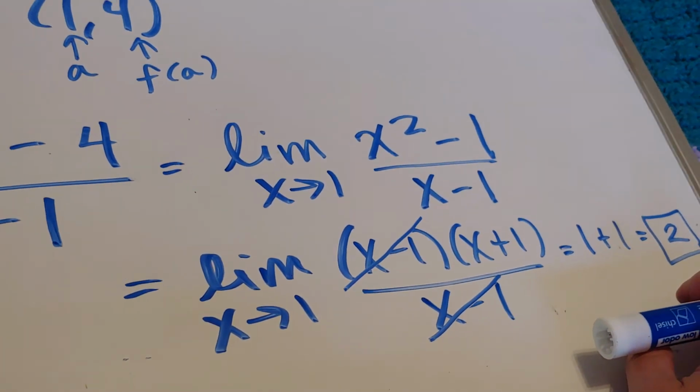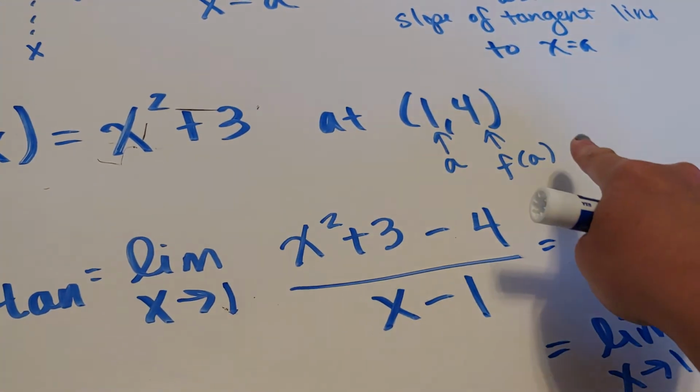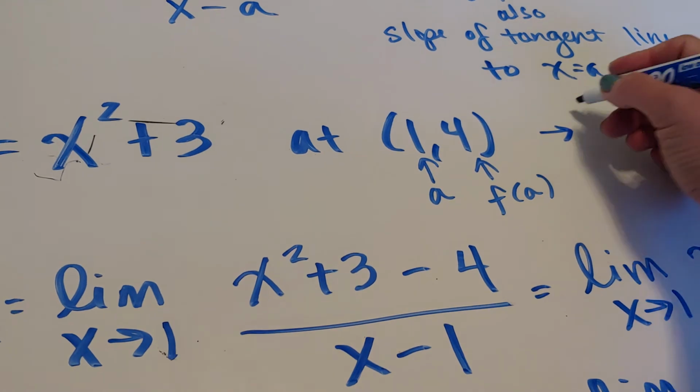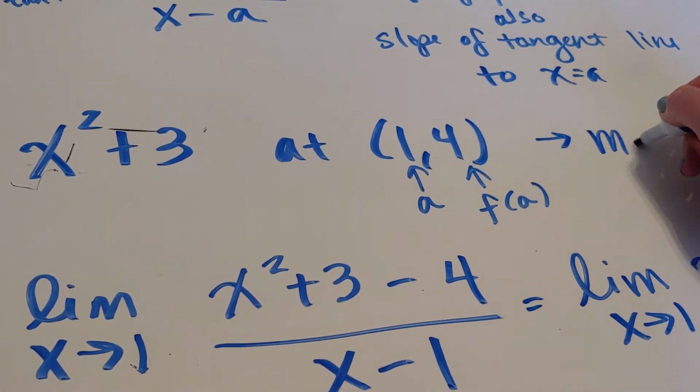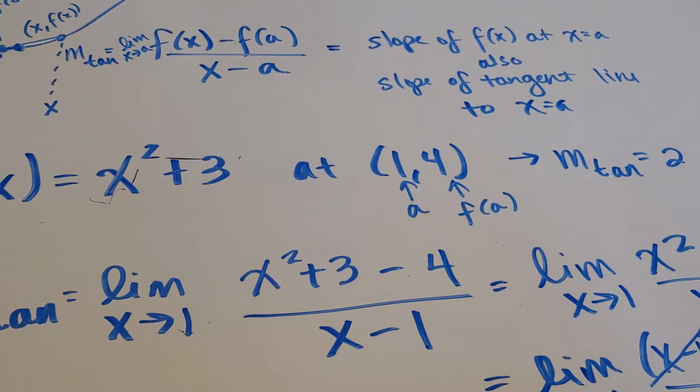Woohoo! So what is this? When I'm looking at the curve x squared plus 3 at the point (1, 4), what's happening is that I have an instantaneous slope equal to 2 at that spot.